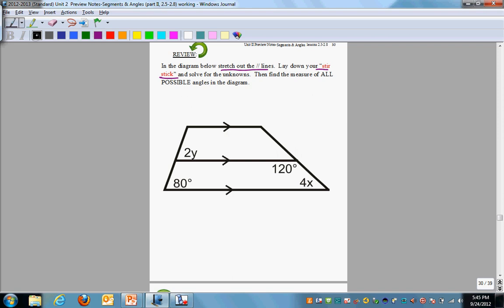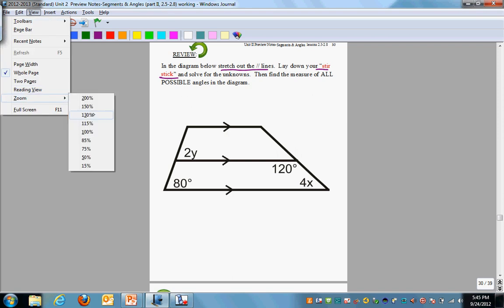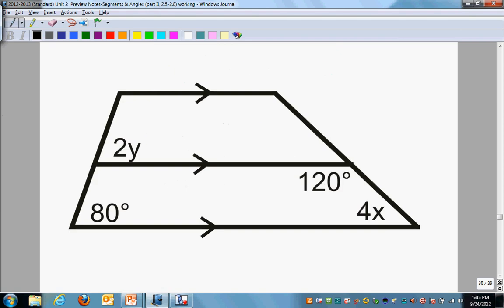So step one, when you're dealing with parallel lines, the first thing you want to do is always stretch them out. Always stretch them out. So we're going to take these lines here and stretch them out. When you stretch out parallel lines, it helps your mind see the possible kinds of angles here.